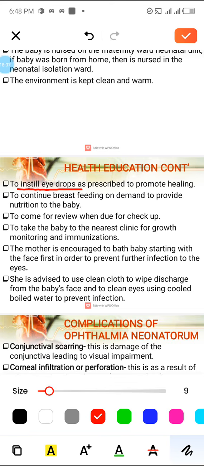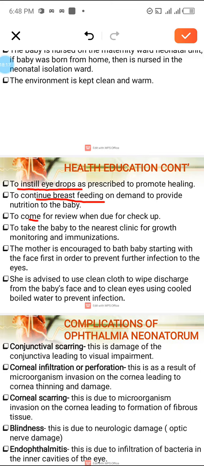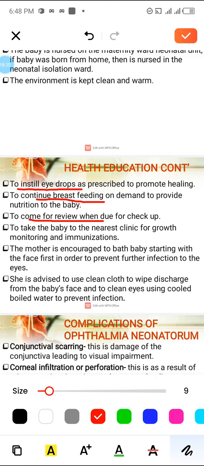Then you need to also emphasize breastfeeding. They need to breastfeed on demand, or 8 to 12 times per day. They need also to emphasize the review date. They need to come back so that they are checked up, so that they see whether the eyes have healed completely. Then in this case, you need also to look at immunization and growth monitoring. So you need to emphasize to the mother to be taking the baby for immunization, so that they receive all the vaccines.